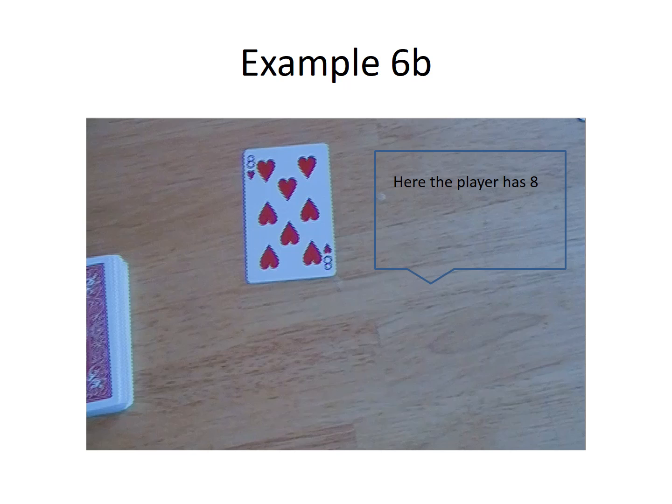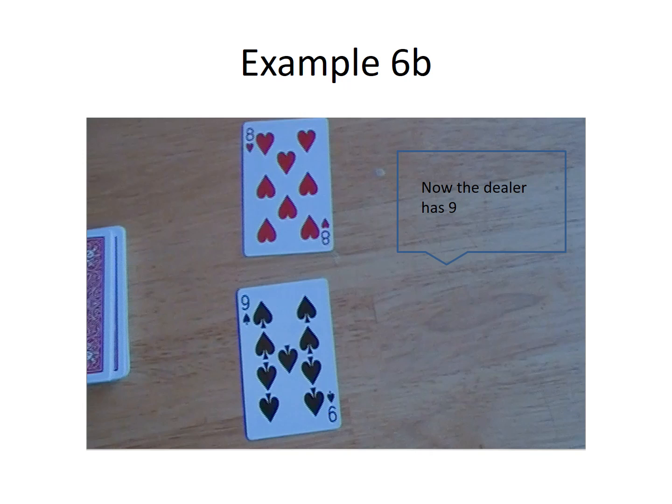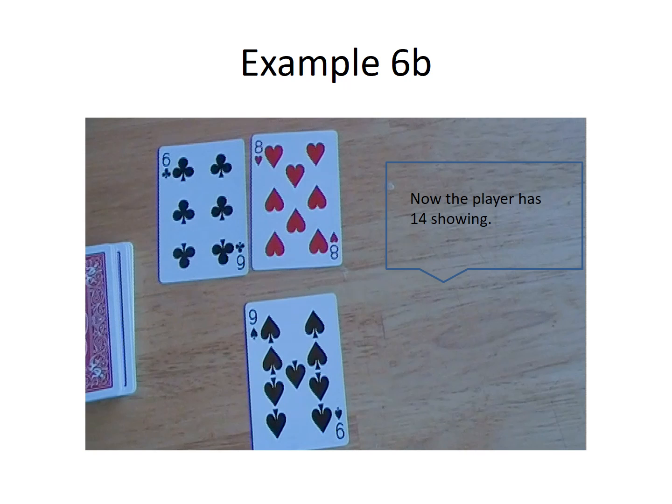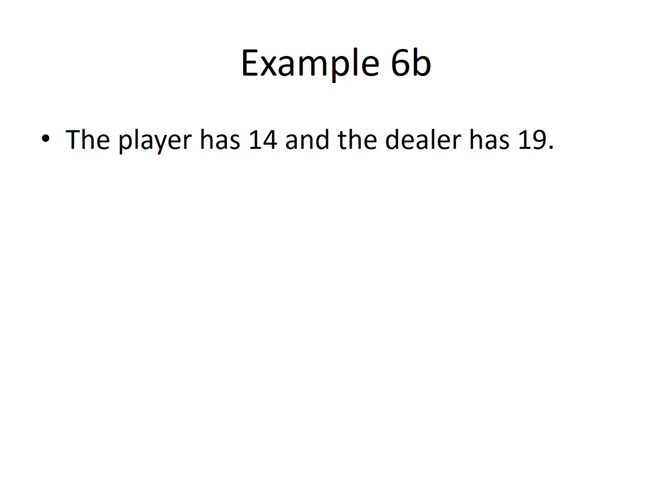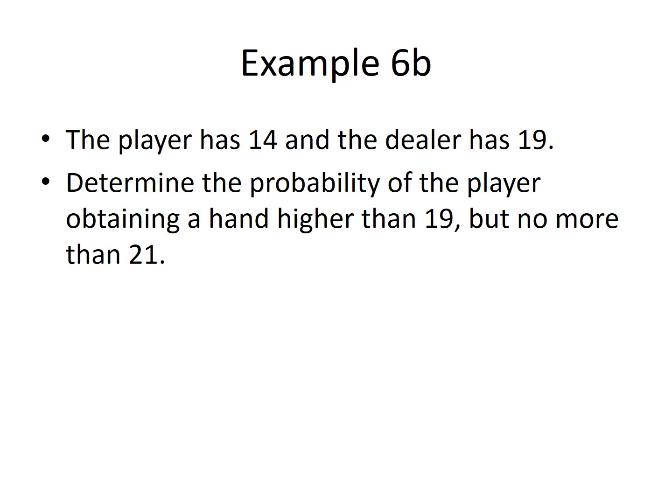Here's another example. So here the player has an 8 of hearts, so right now he has a stated value of 8. The dealer draws a 9 of spades, so the dealer has a stated value of 9. The player draws the 6 of clubs, so now the player has 14 showing, 8 plus 6. And the dealer draws the 10 of hearts, giving him a total of 19. So the player has 14 and the dealer has 19. Determine the probability of the player obtaining a higher hand than 19 but no more than 21.